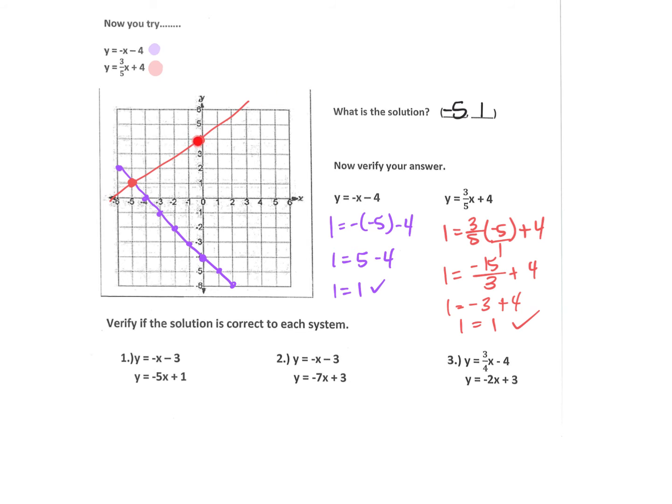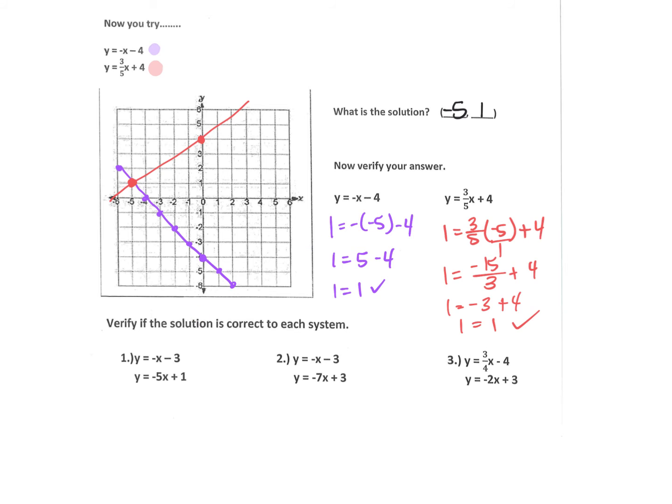On this one, just make sure you paid attention. You could get the 4 for your y-intercept, but you could not go up 3, so you had to go down 3 to the left. Remember, down to the left are negative, negative, which makes a positive. So then you should have got negative 5, 1 as your point of intersection, and you verify your answers, and you should have got 1 equals 1 for each one of those.